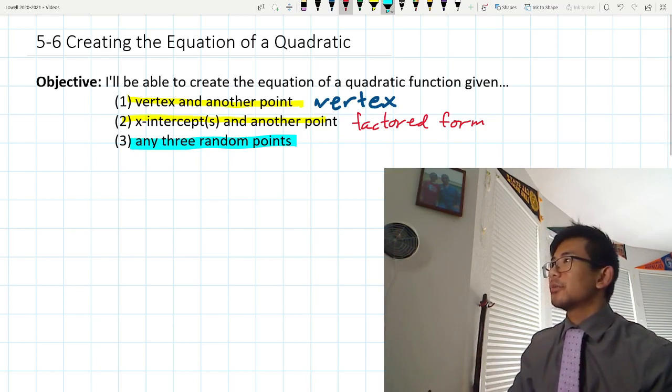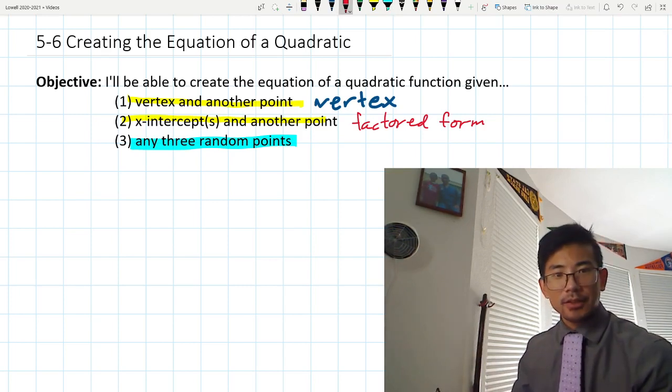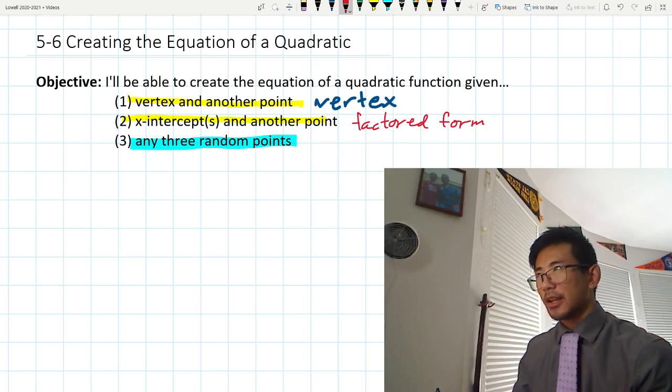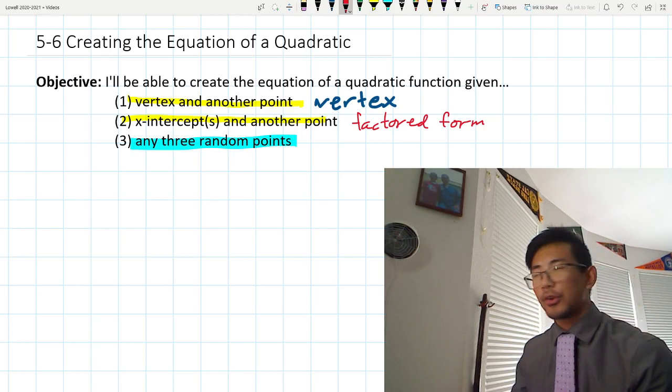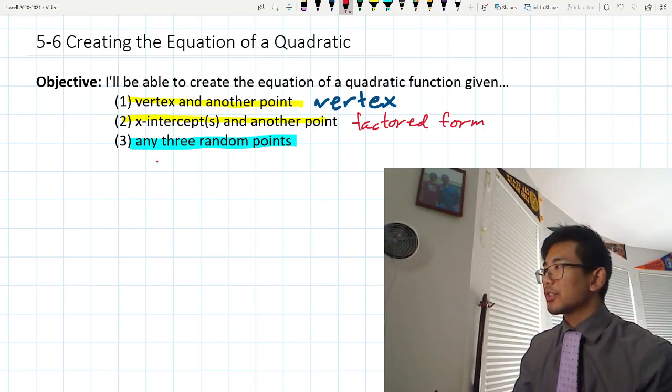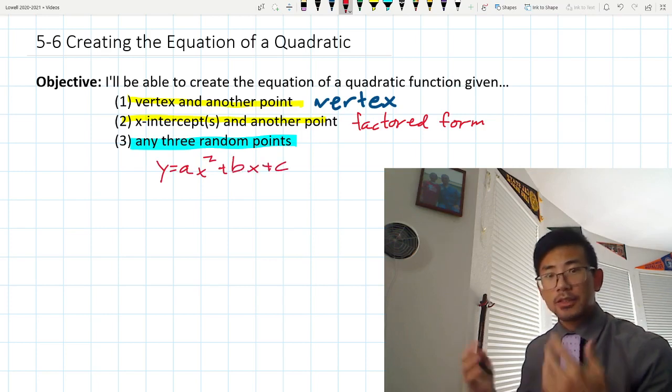In this scenario, where we only have 3 random points, it's actually going to be not too bad because we're going to look at it as a problem that we have done before, but we are going to have to resort to using our standard form, y equals ax squared plus bx plus c. So let's check out an example here.